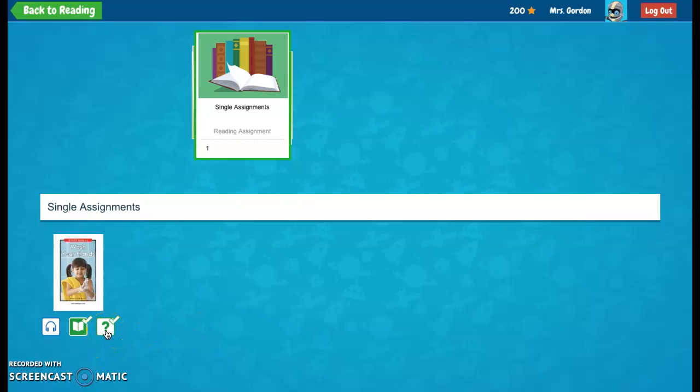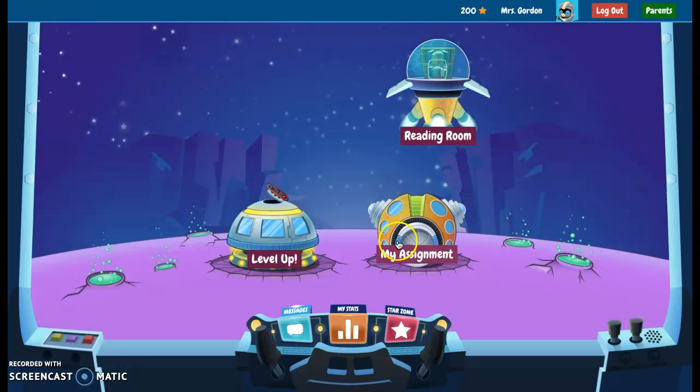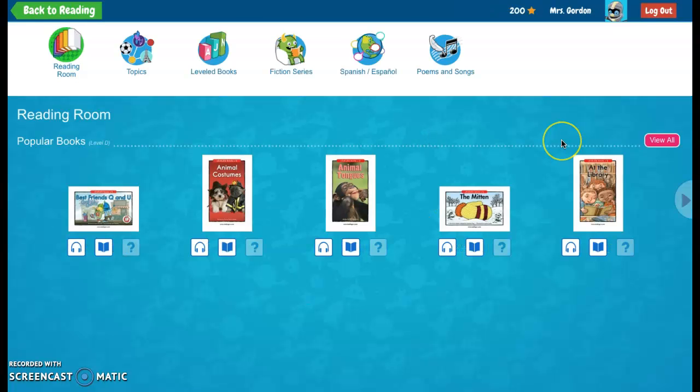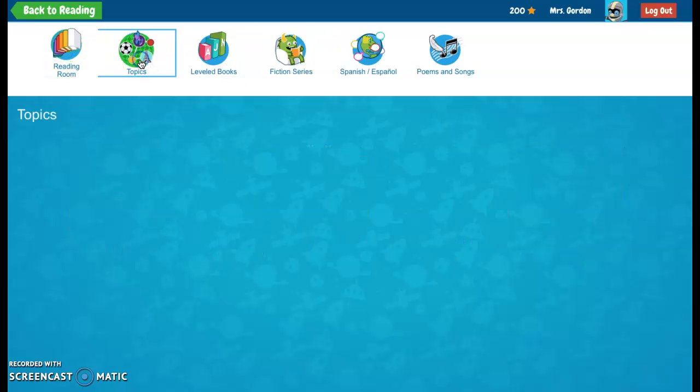So after they finish the comprehension quiz on the second day, then I will be assigning them another book. But if they have read their book and they want to read some more, you can always go to the reading room and they're going to have other books right around their same level. So if they want to continue reading or even listening to books, of course they can do that. You can even look at different topics.